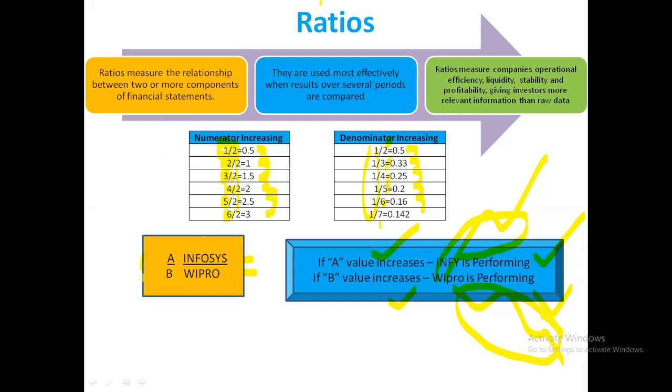Always think like this, numerator and denominator, so that you will not get confused. If Infosys is performing, it means the numerator is working very well. If Wipro is performing, it means Wipro is working very well in terms of the denominator. That's all. Simple ratio. Now, let's understand important ratios so that you will get even better knowledge about it. Hope you are clear on this slide.